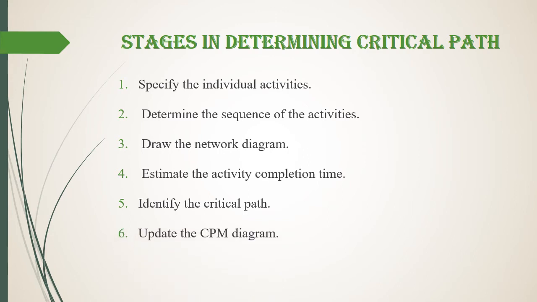And sixth step, update the CPM diagram. So there are 6 stages or steps involved in determining the critical path of a particular network, which involves: first, specify the individual activities. Second, determine the sequence of the activities. Third, draw the network diagram. Fourth, estimate the activity completion time. Fifth, identify the critical path. And sixth, update the critical path method diagram.